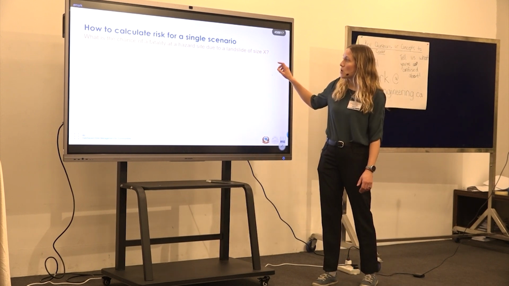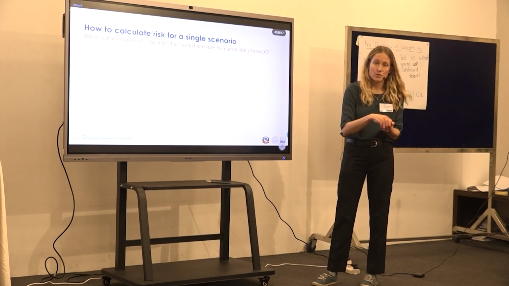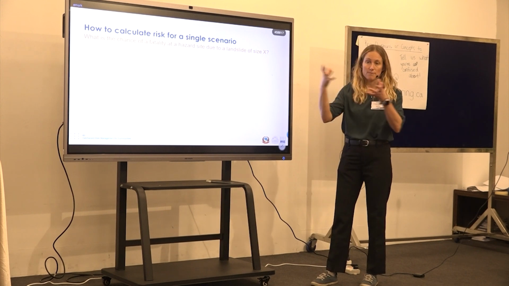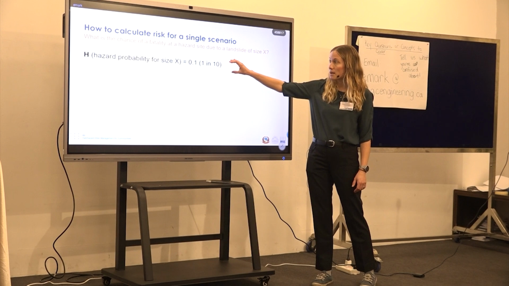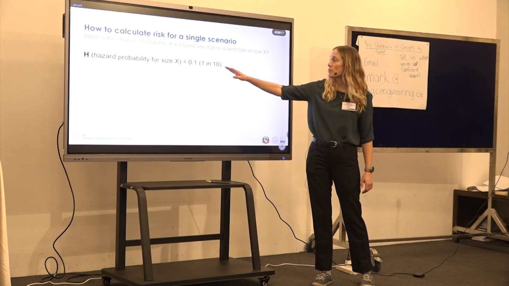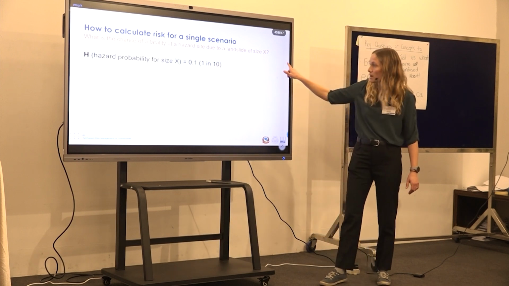So what is the chance of a fatality at a hazard site due to a landslide of a certain size? So we're going to start with H. Let's say that the hazard probability for that size is 1 in 10. It's a 10-year event, so that's 0.1.